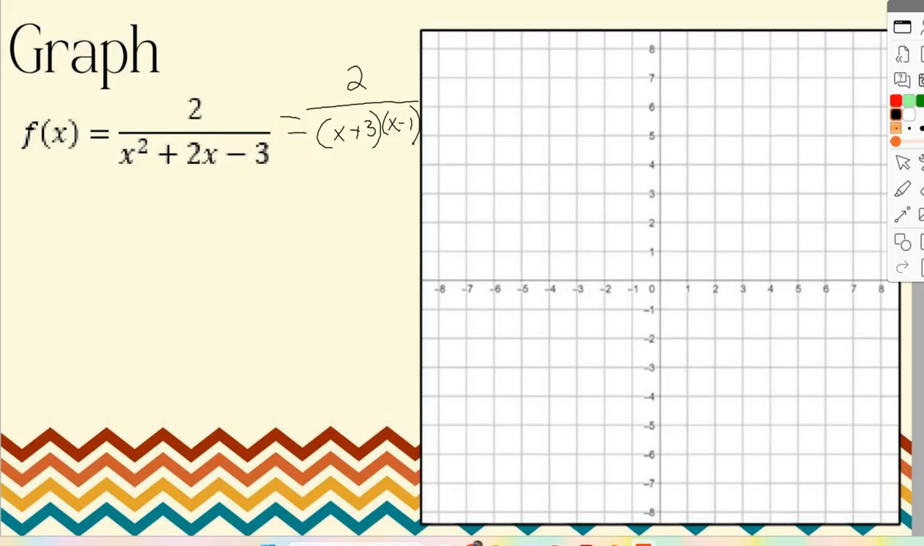Our next letter is our I, and it stood for intercept. So we're going to find our x-intercept. We set the top, or our f of x. What is our top this time? 2. Can 2 ever equal 0? No. Which means that we do not have any x-intercepts. And we might find out why in just a minute.